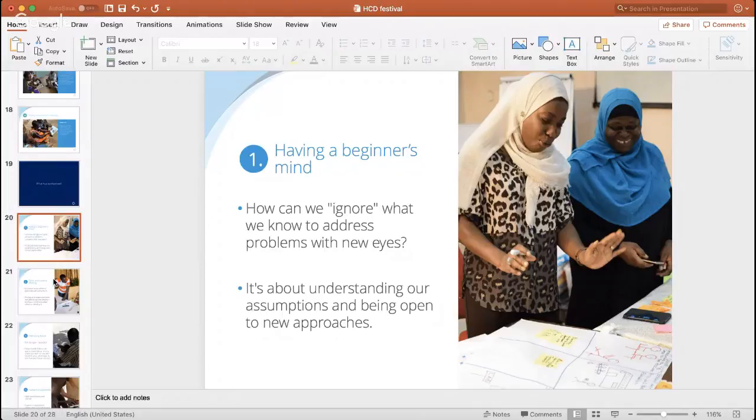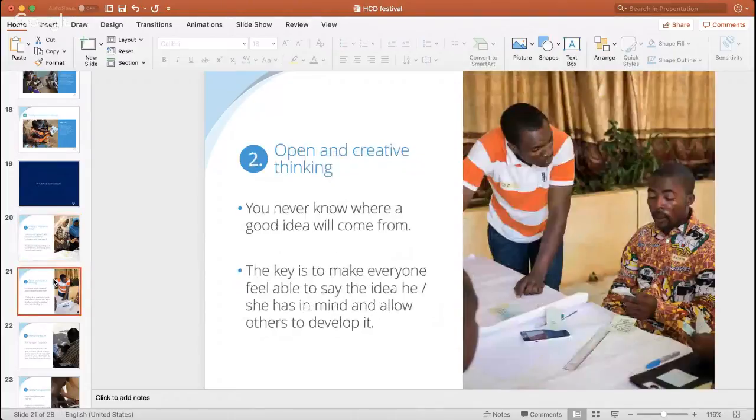My second point would be having open and creative thinking, and of course, not judging other people's point of view, other people's ideas. This is especially true in our idea generation workshops. It's a very dynamic environment, or our insight generation workshops, in which we have people from different backgrounds. We have people coming from different places of the country.